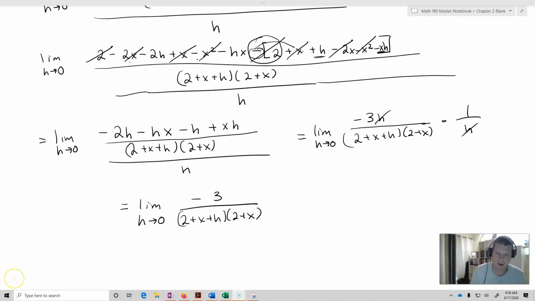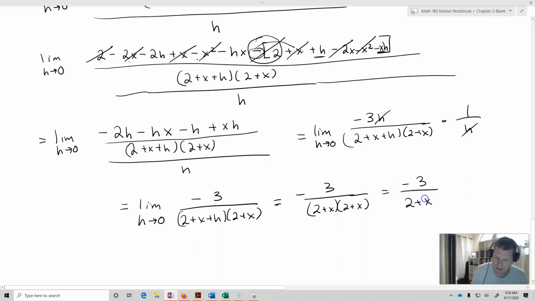Now again, since h is in the domain of this rational function, we can just substitute. So this is then going to equal negative 3 over 2 plus x times 2 plus x, because the h is equal to 0, or negative 3 over 2 plus x squared.